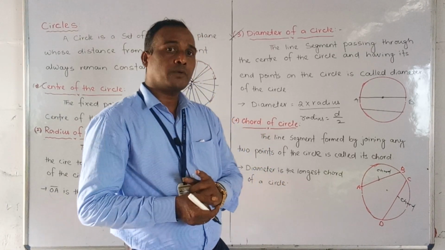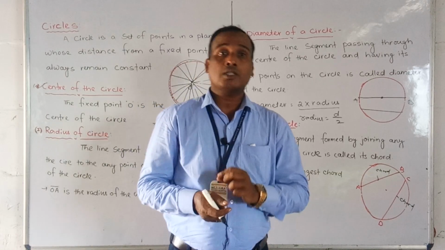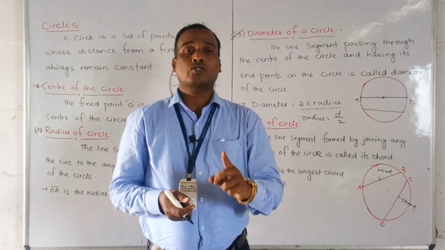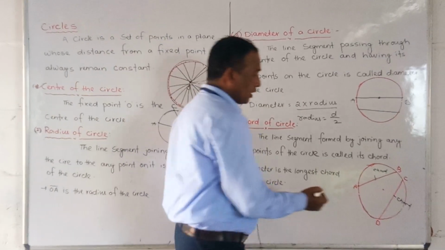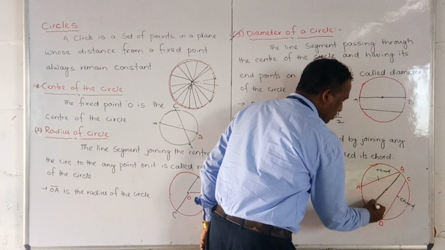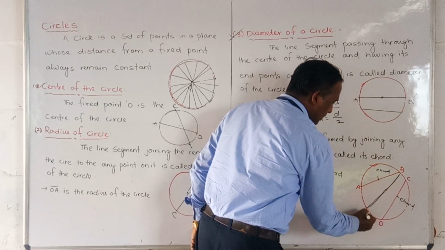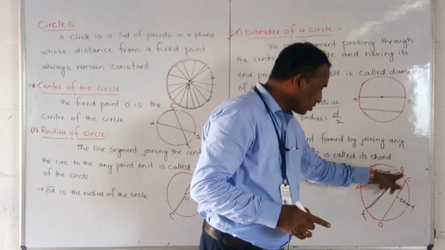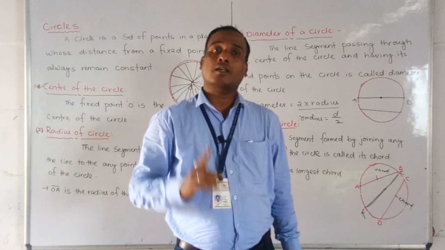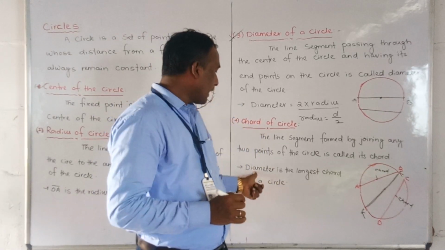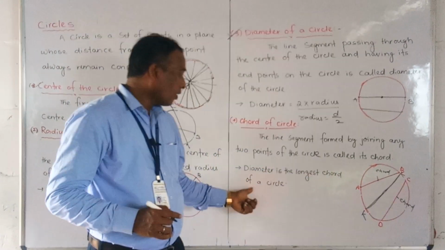Again, one very important point. What is the largest chord of the circle? The diameter is the largest chord of the circle because that line passes through the center of the circle. This is also one chord. Suppose this is K and this is L. KL is also the largest chord of the circle, and that is also called a diameter of the circle. So, diameter is the longest chord of a circle.